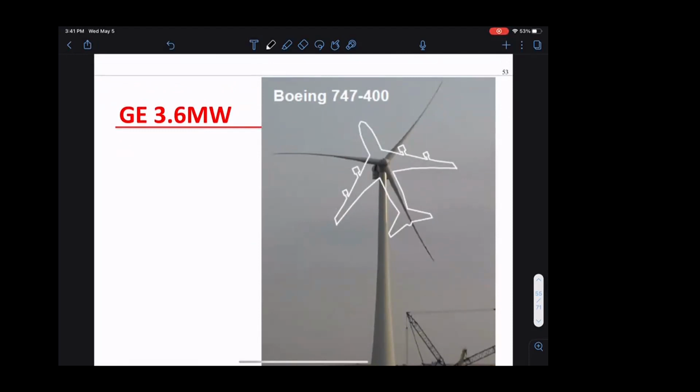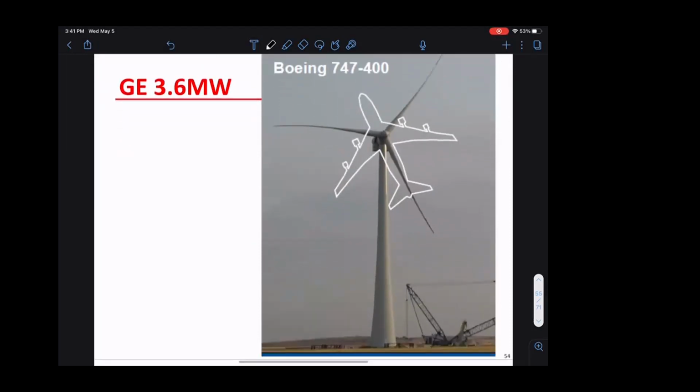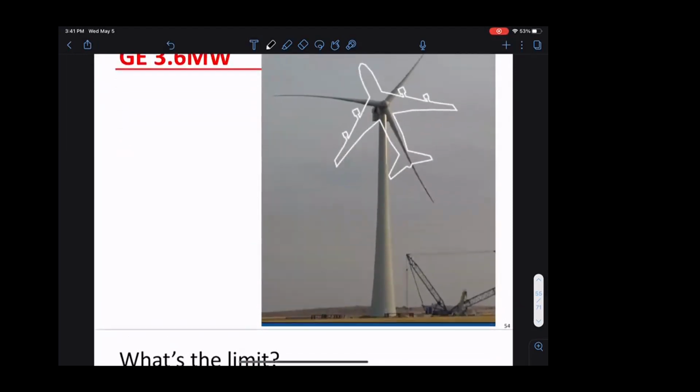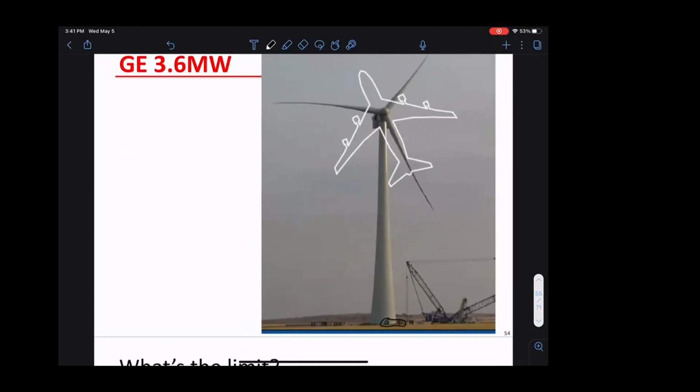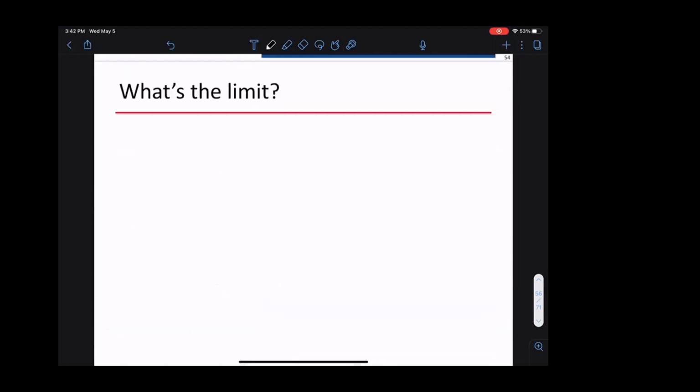This is a GE blade, and it is really large, right? To get a sense, this is where people are. People are here. This is how large the tower is. So these are not small machines. They're super large. So what is the limit? Can we just build them larger and larger?